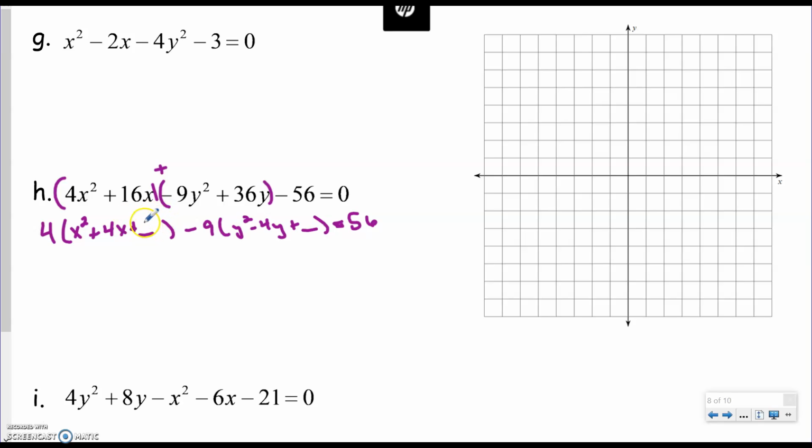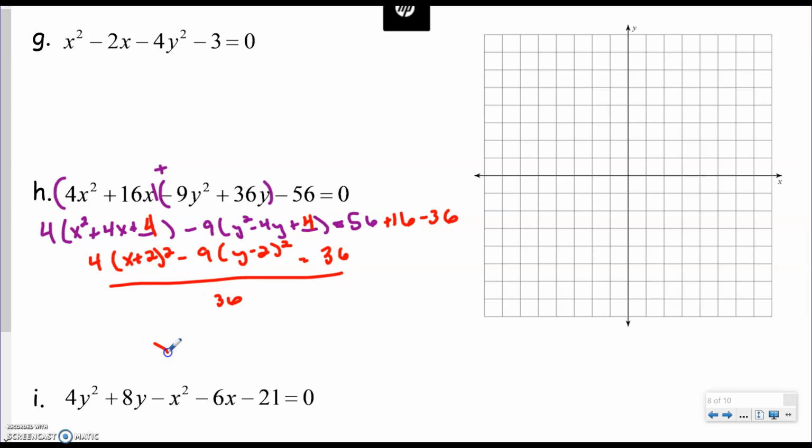Half of 4 is 2. 2 squared is 4. So 4 times 4 is 16. And half of -4 is -2. -2 squared is 4. So -9 times 4 is -36. So I really have 4 times x plus 2 squared minus 9 times y minus 2 squared equals 36. And then I am going to divide by 36 to get x plus 2 squared over 9 minus y minus 2 squared over 4 equals 1.